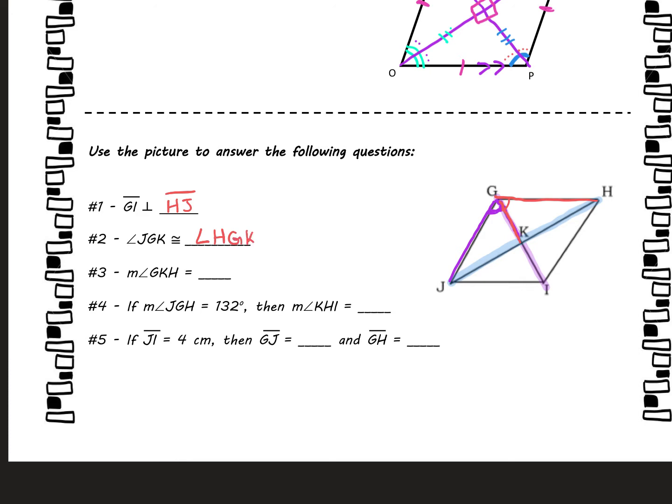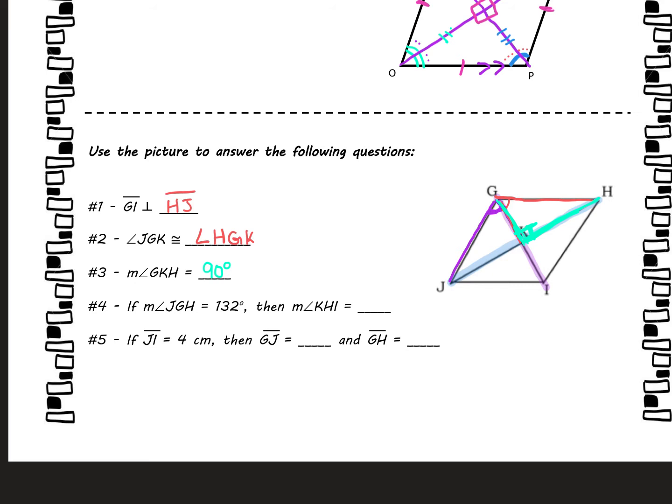Okay, now this says the measure of angle GKH. So going with this teal color down the middle, G, K to H, which if we remember, the diagonals bisect or are perpendicular in the middle, so it forms a 90-degree angle, is going to equal how much? Well, it's going to equal 90 degrees.